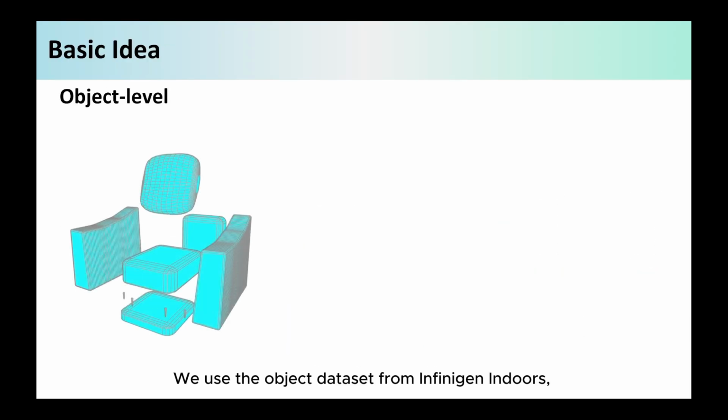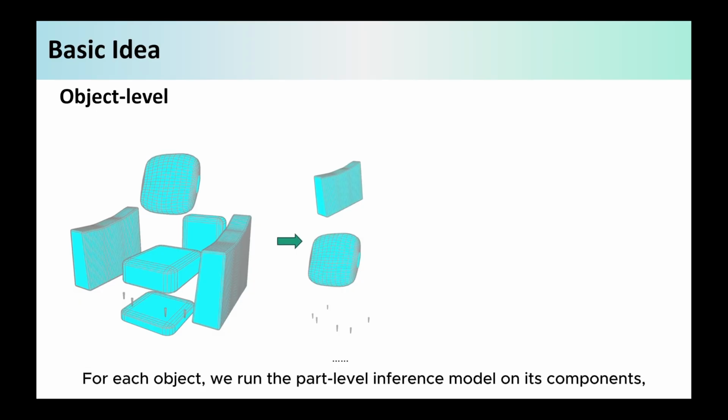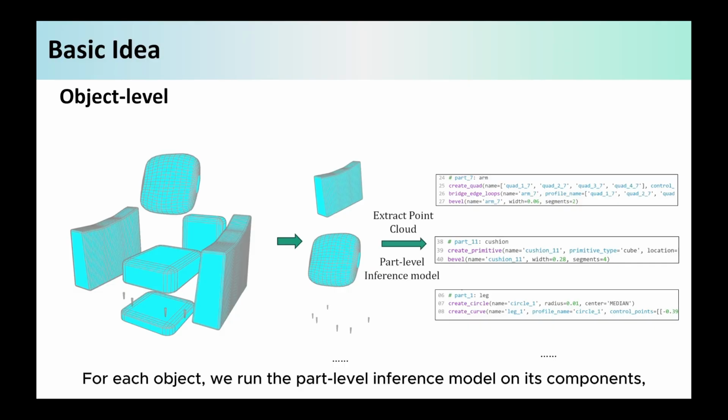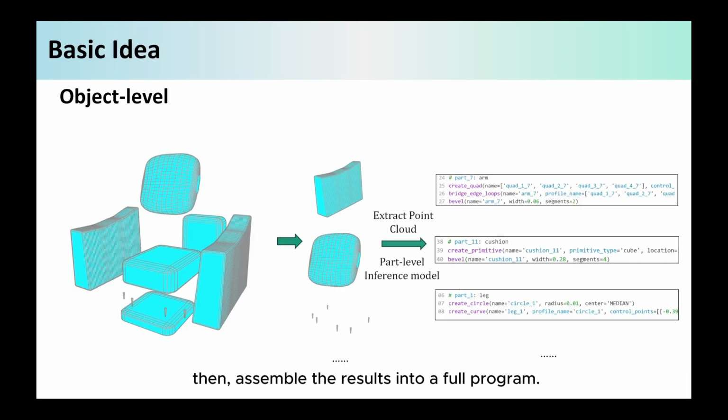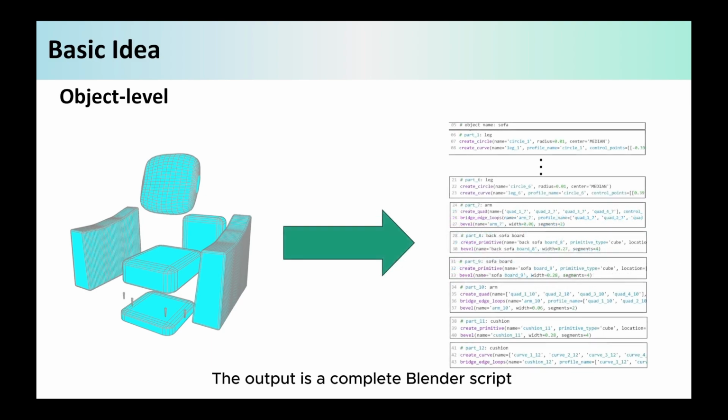We use the object dataset from Infinigen Indoors, a large procedurally generated dataset where every object is cleanly segmented into parts. And for each object, we run the part-level inference model on its components, then assemble the results into a full program. The output is a complete Blender script for the entire chairs, tables, lamps, and beyond. And in this way, we are able to construct approximately 1 million point cloud code data pairs over 41 categories.